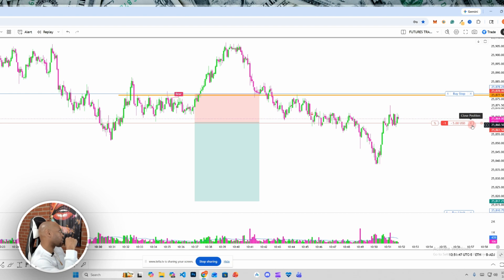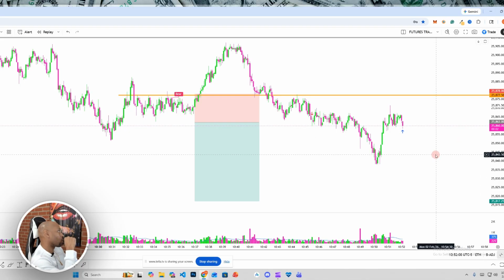I don't like the way price is acting. If I can get back into profit or break even, I probably just close this trade out. She building back up too. Oh man, but that closed out. Right? I didn't like the way price was moving or acting in this particular area right here.